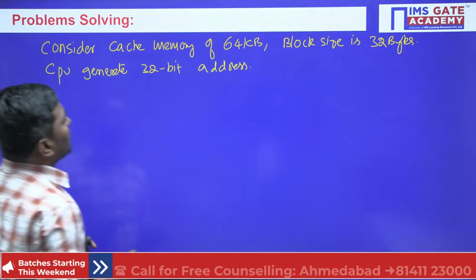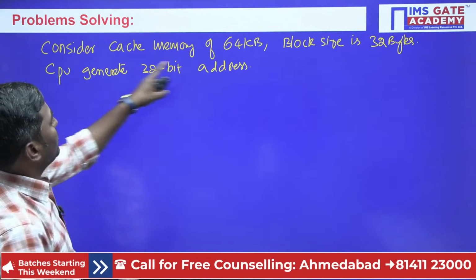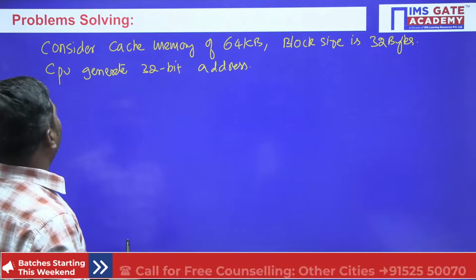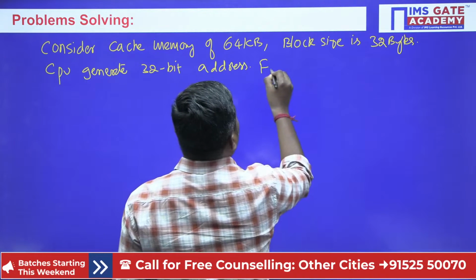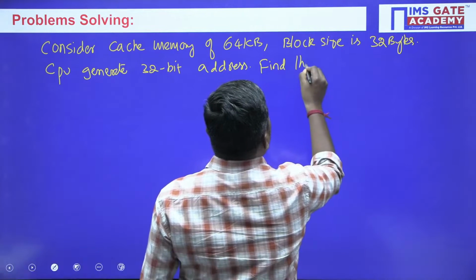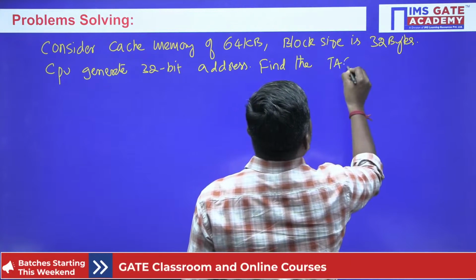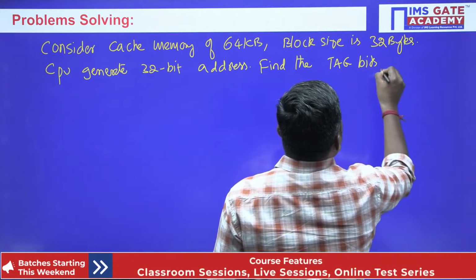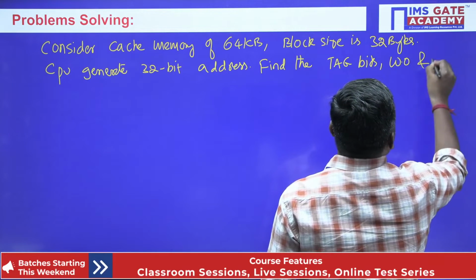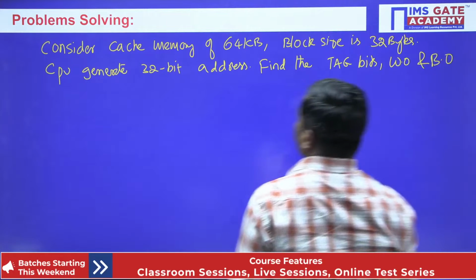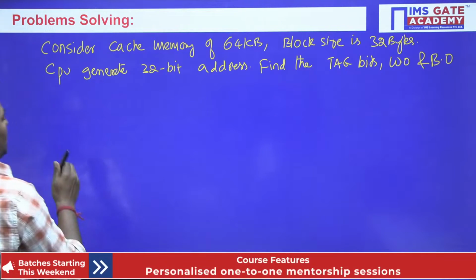So the CPU generates a 32-bit address. Consider a cache memory of 64 KB, and the block size is given as 32 bytes. The CPU generates a 32-bit address. Find the tag bits, word offset bits, and block offset bits. So this is a question.